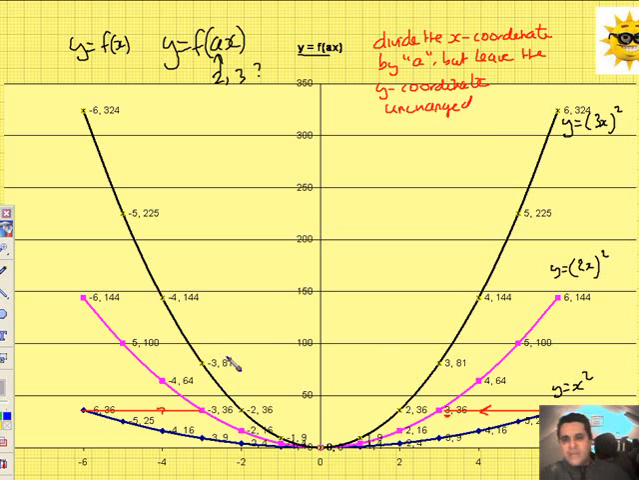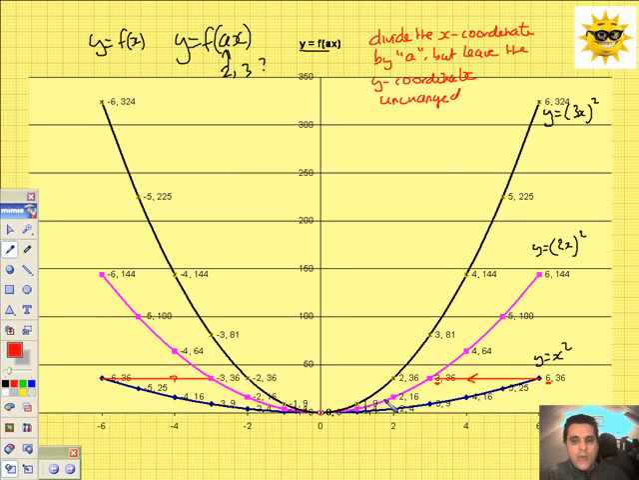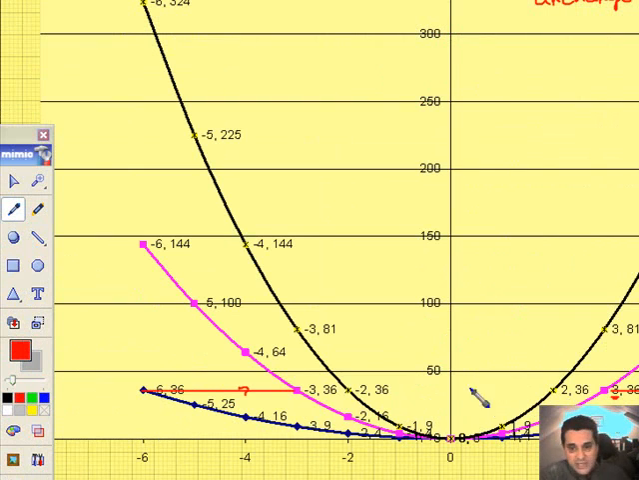Alright, so let's reiterate. You divide the x coordinate by the value of a. So for 2x, divide it by 2. So (6, 36) becomes, half of 6 is 3, (3, 36). And the net effect is to squash the graph closer towards the y-axis. But I'm squashing it in the x direction, not in the up and down y direction. Similarly, -6 becomes -3 when I halve it.